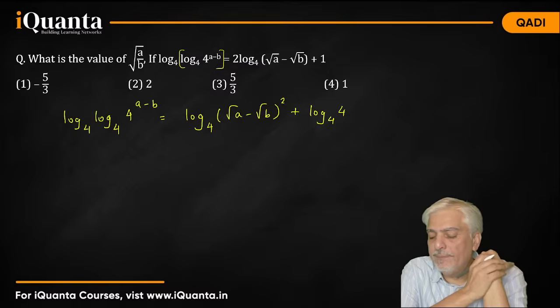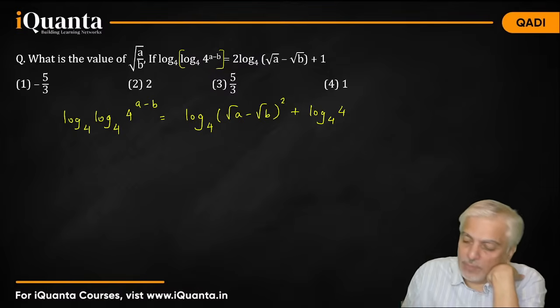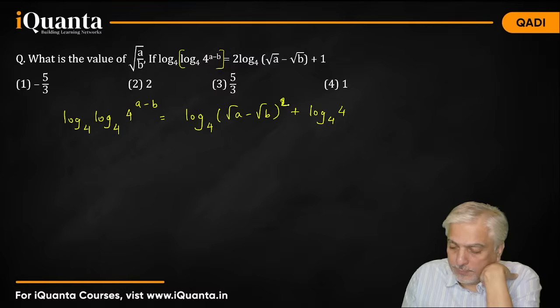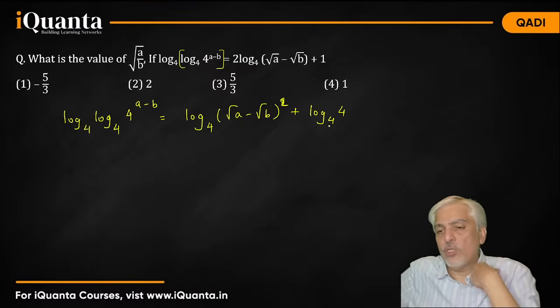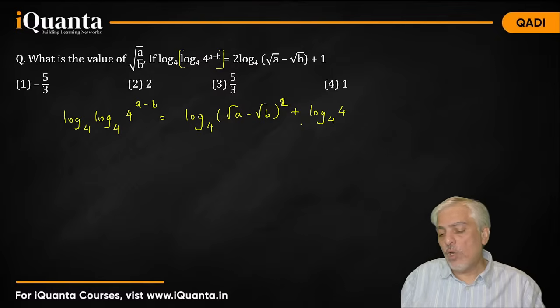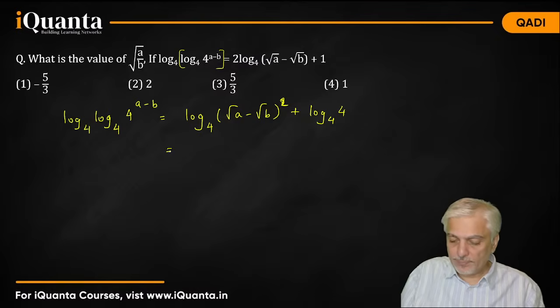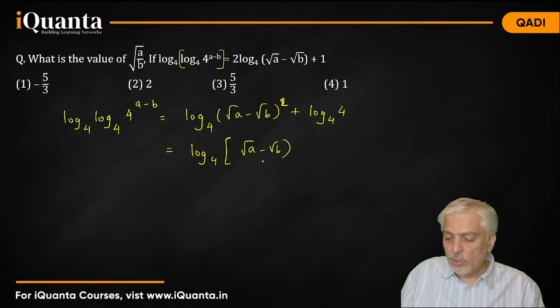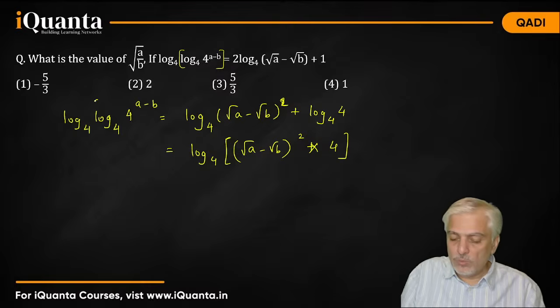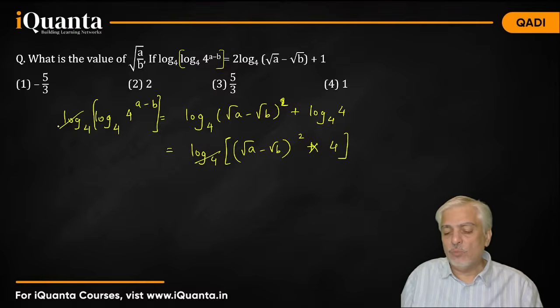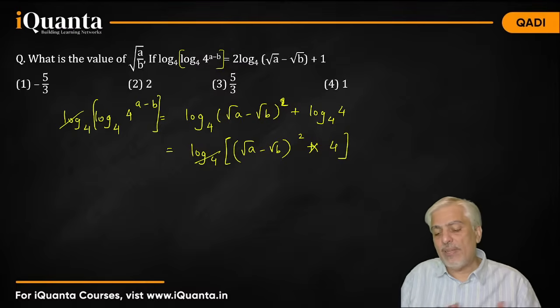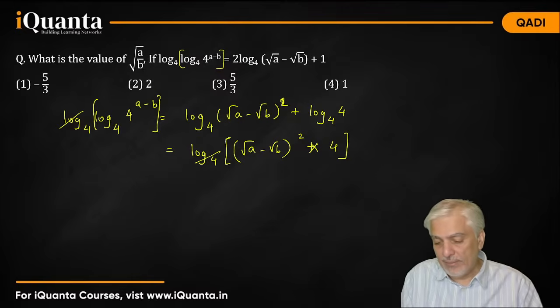This will be your first step, where you'll take this 2 on top and the 1 you'll write as log 4 to the base 4. Right hand side, log A plus log B is log AB. So you'll get root A minus root B the whole square, plus multiply by 4. Now, basically we will get rid of the log 4 on both sides. One log 4 is gone at least. So left side one log is gone, one log is still remaining. Right side both the logs are gone.